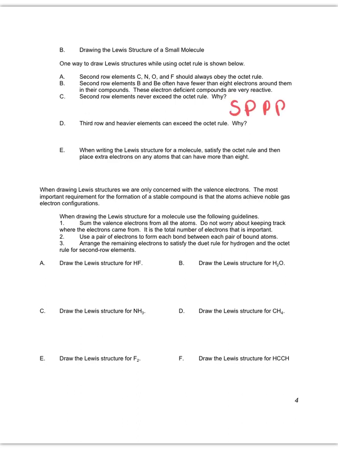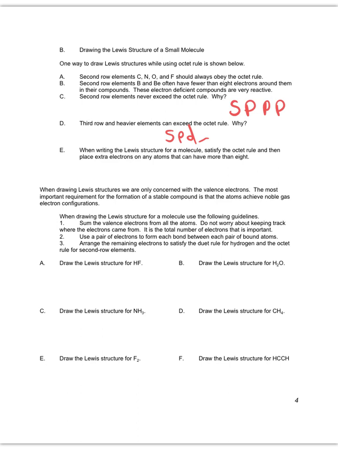So second row elements only have s and p orbitals. They only have 3 p orbitals, 1 s orbital, 2 electrons per orbital. 2 times 4 is 8. Okay. Third row elements end up with an s, a p, and a d orbital available to them, so they can go over 8 because they have the d. They can go up to 18.